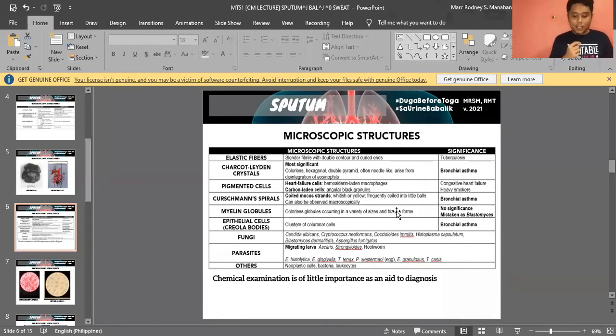Pigmented cells in heart failure cells are hemosiderin-laden macrophages. And carbon-laden cells have angular black granules. Again, the significance: congestive heart failure, and heavy smokers. Kirschmann spirals, very important. These are coiled mucous strands, whitish or yellow, frequently coiled into little balls, and can also be observed macroscopically. Seen in bronchial asthma.